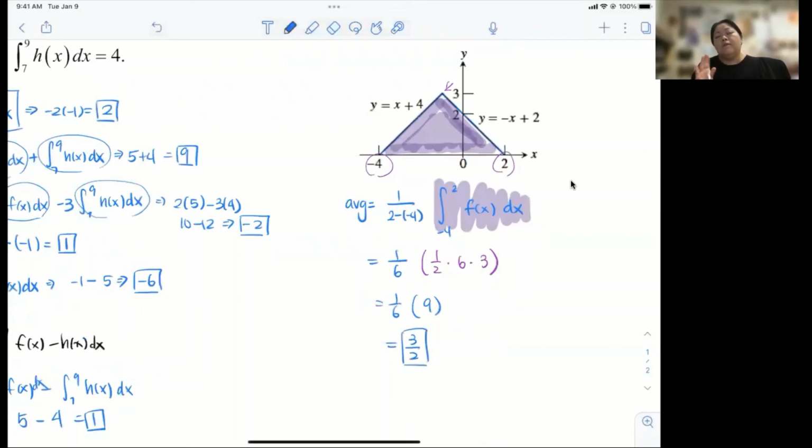It's not asking me when the function is going to occur, so all I have to do is find the average, and I end my piece here.